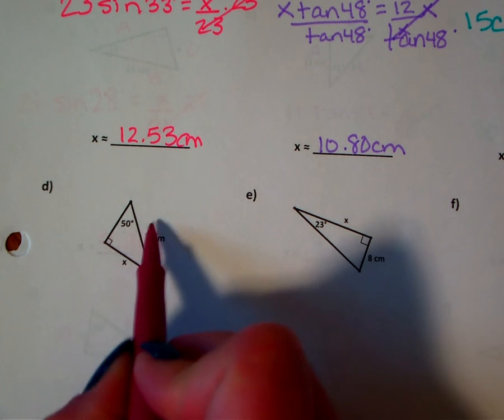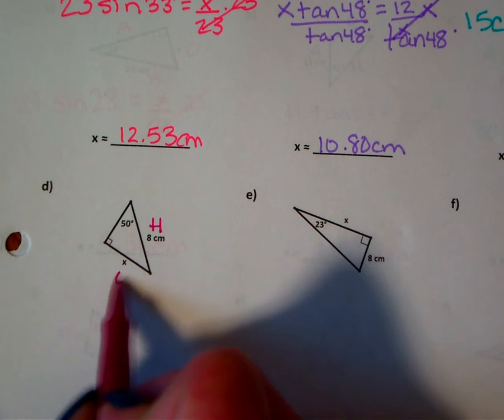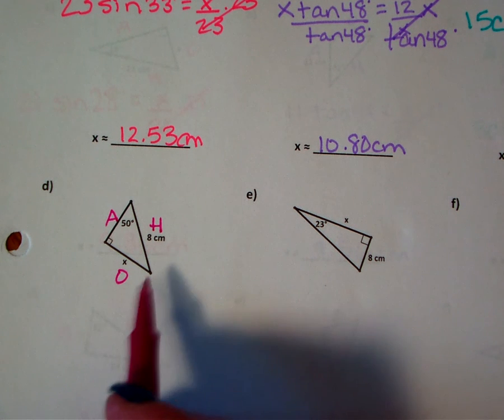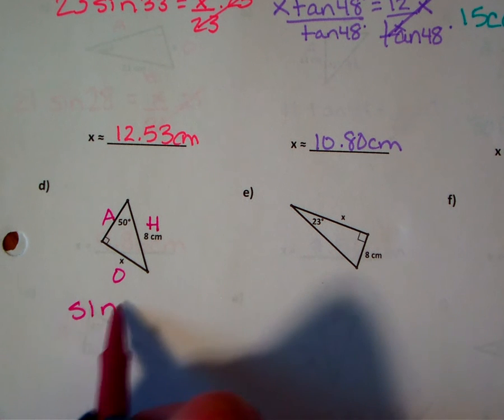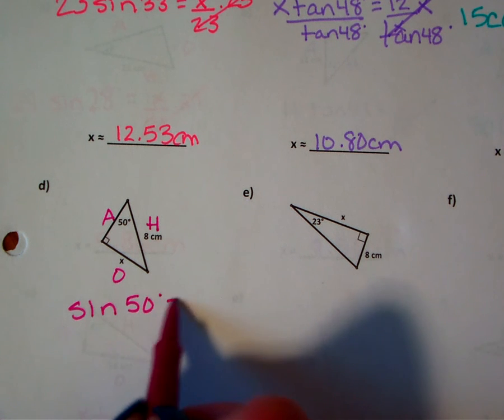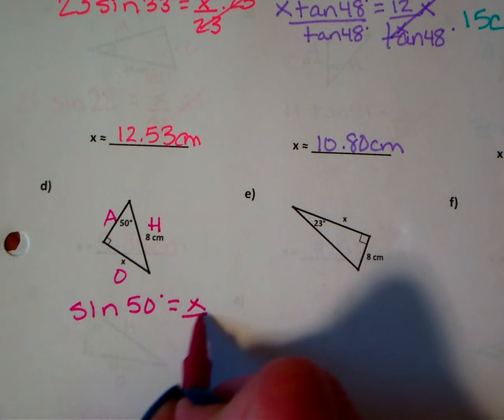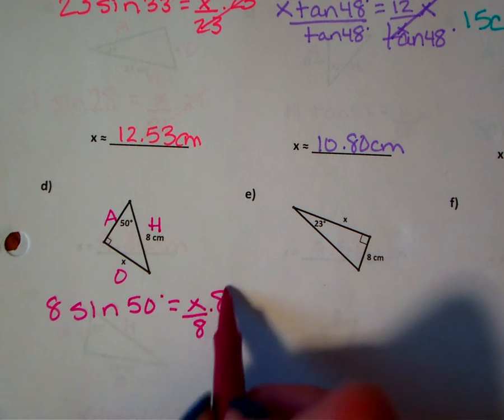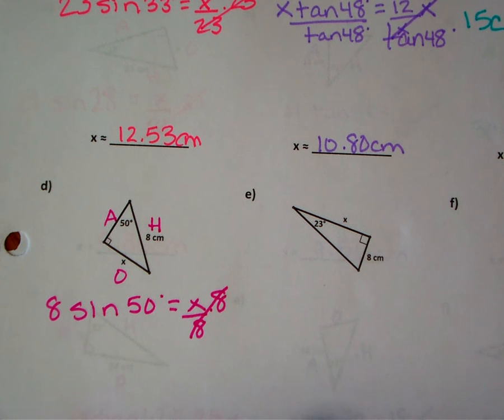Okay, so I've got my hypotenuse, opposite, and adjacent. Okay, so sine of 50 uses the opposite and hypotenuse, so equal to x over 8. So multiplying both sides by 8, I get x equal to 6.13 centimeters.